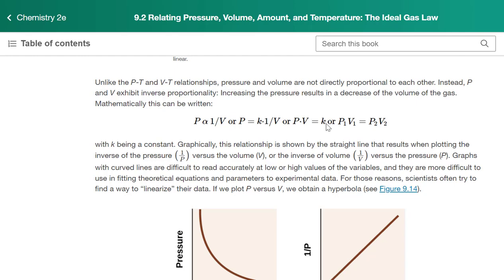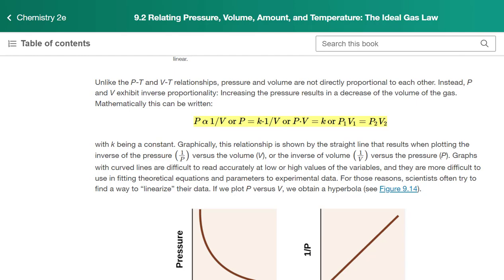So again, then you would take two of those, so one condition, another condition, set them equal to each other, and you end up with this formulation, which is what we'll be using. I'm just going to highlight the whole thing, but it's this last part that you'll be using. So the difference here is pressure 1 times volume 1 equals pressure 2 times volume 2. And that's how you get the inverse relationship.